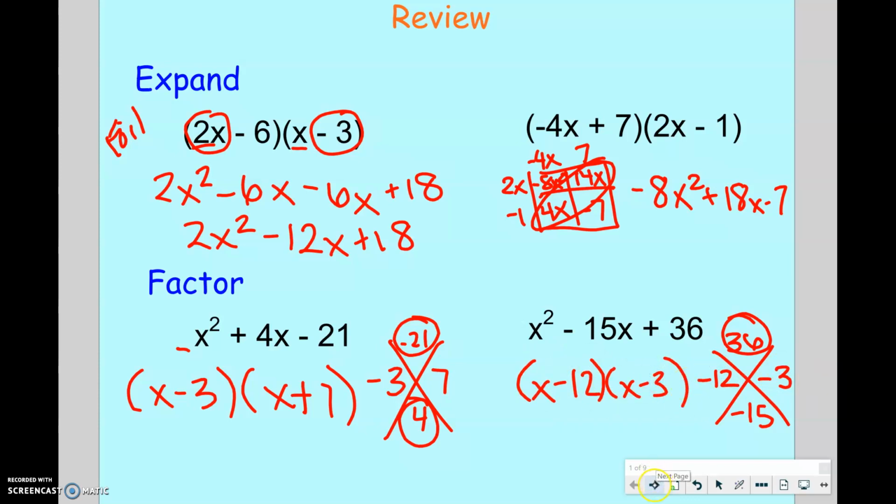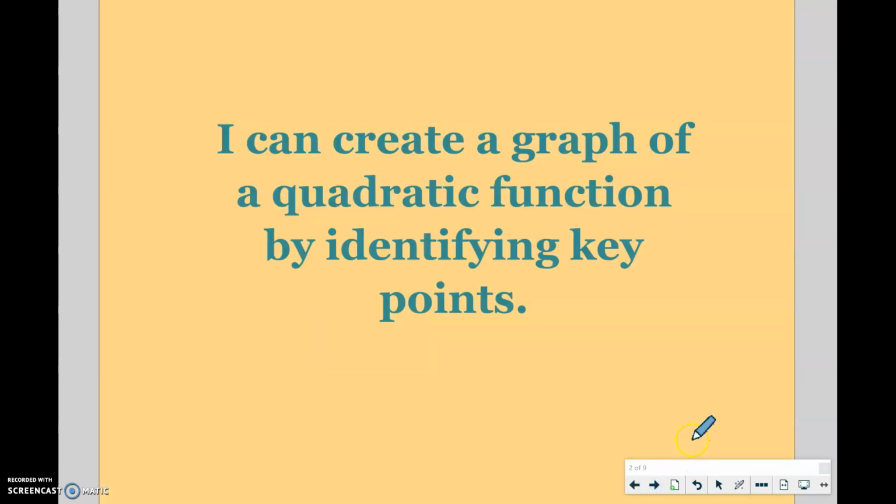So we're going to use those two skills as we get into this lesson. And what we're doing today is we are going to be looking at how we can create a graph of a quadratic function by identifying key points. So we're going to be learning some new things with how we can use the equations to help us find important parts on the graph, and then also use some of the things that we've already talked about to help us graph them.